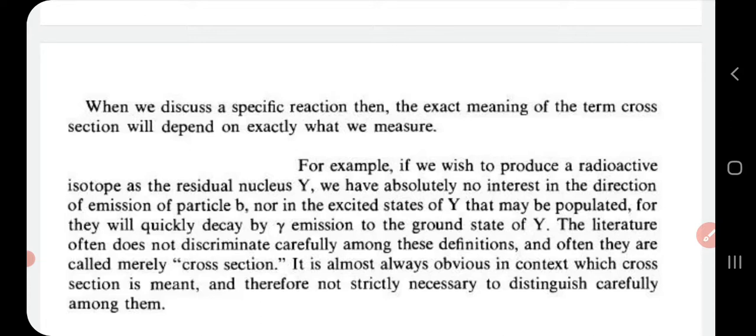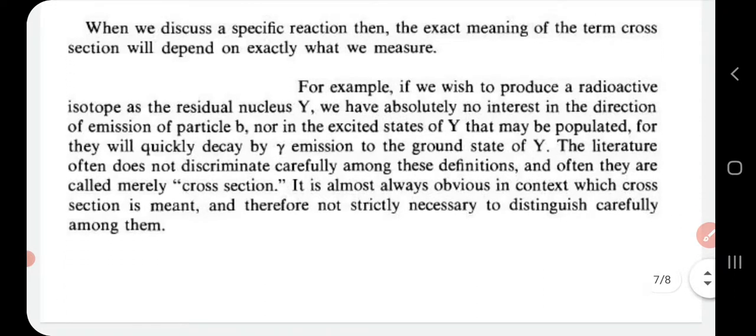The literature often does not distinguish carefully among these definitions, and they are often called merely cross sections. That is why certain literature does not write total cross section, they just write cross section. It is almost always obvious in context which cross section is meant, and therefore not strictly necessary to distinguish carefully among them.